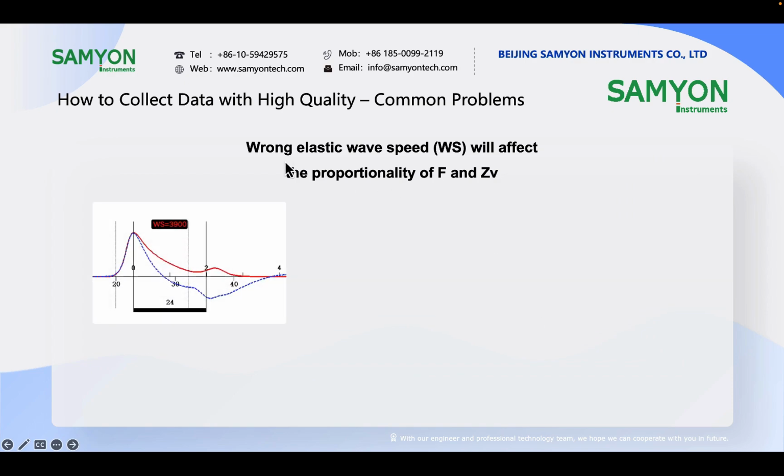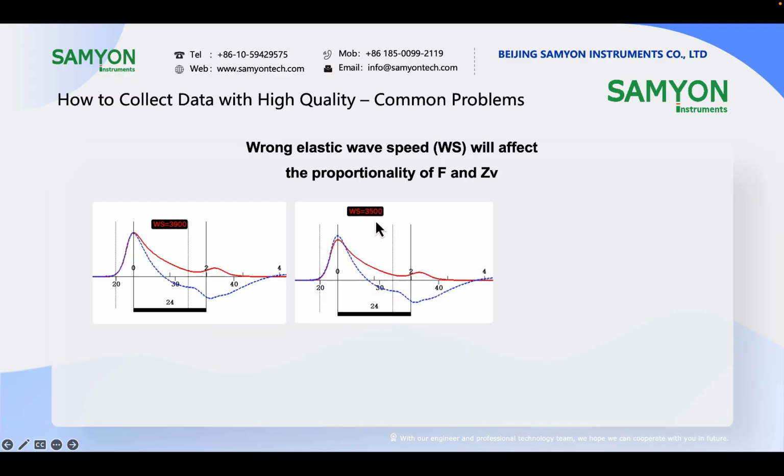And for the proportionality problem, the parameter Ws, that is elastic wave speed, will affect the proportionality. Here is the correct wave speed, 3900. We can see that the proportionality is very good. But if we change the wave speed to 3500, we can see that the proportionality is not good now. The force is lower than velocity.